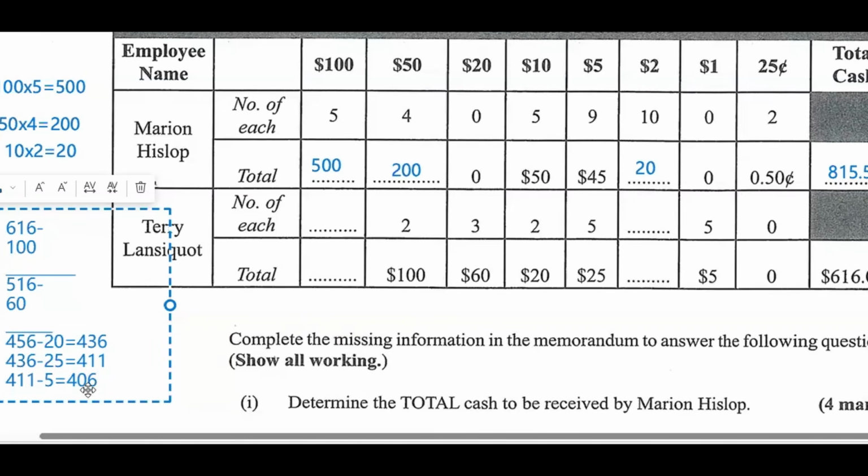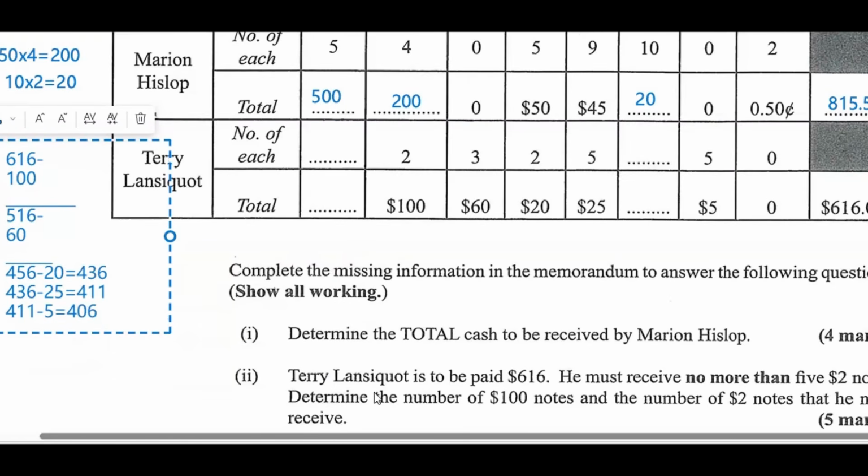Right, so we end up with 406. So we still have to pay him $406. So they said he must not receive no more than 5 $2 notes, right? Determine the number of $100 and the number of $2 notes that he must receive.